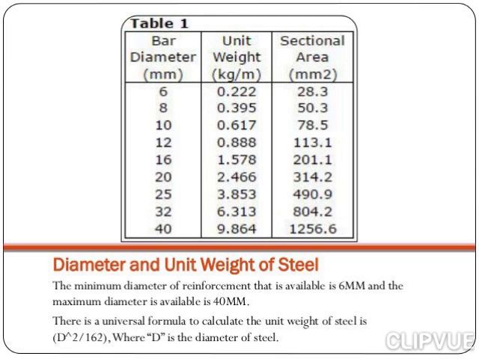Diameter and unit weight of steel. The minimum diameter of reinforcement that is available is 6 mm and the maximum diameter available is 40 mm. There is a universal formula to calculate the unit weight of steel, that is d square by 162, where d is the diameter of the steel. So in the given bar we can see the unit weight and sectional area of the different types of bars.